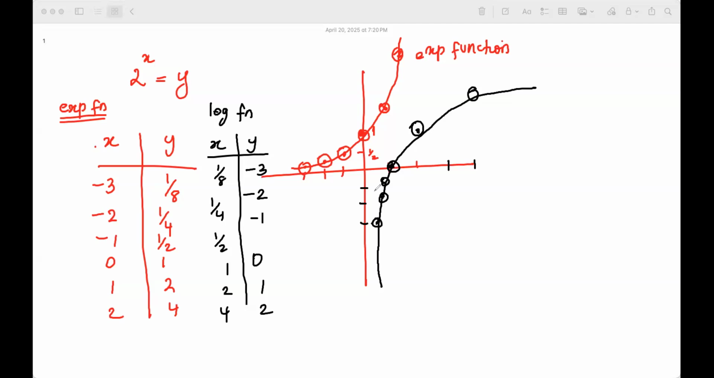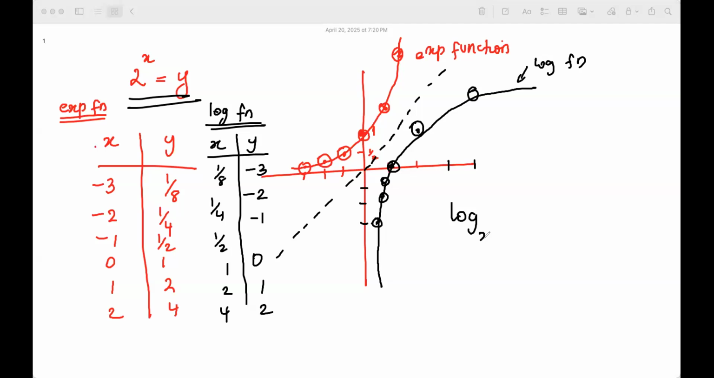Do you see, guys? So basically, this is just a reflection of the exponential function. This is called the log function. See, when I switch my x and y, automatically I'm able to find the logarithmic function. But how do you write the equation of this? Just change it here. Remember, log base 2 y will be equal to x. That becomes your function. Did you guys get it?